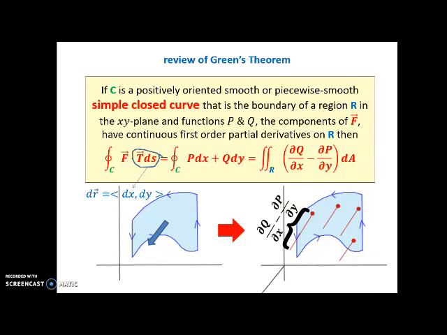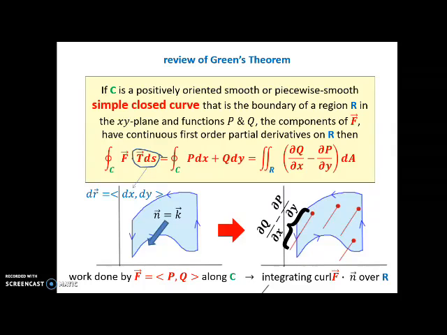Now you can think of a normal vector coming out of the xy plane. That would be k, right? And so the work done by F, which is P comma Q, along C, is like integrating the curl F dot n over R, because the partial of Q with respect to x minus the partial of P with respect to y is the third component in curl, and it's the only one when you're operating in two dimensions. That would be the only component. And if you dot it with k, then that's what you get.